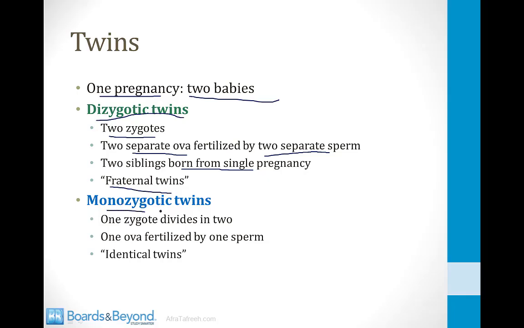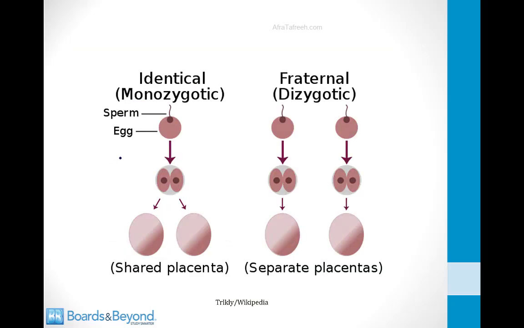In contrast, monozygotic twins occur when one zygote divides in two. So these twins are identical. A single ova is fertilized by a single sperm. The genetic material of the two twin children is identical because basically a zygote split in half to form two babies. And here's a picture just to make this very clear.